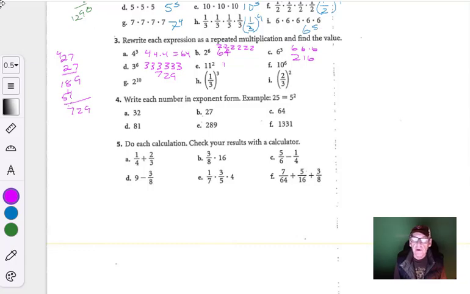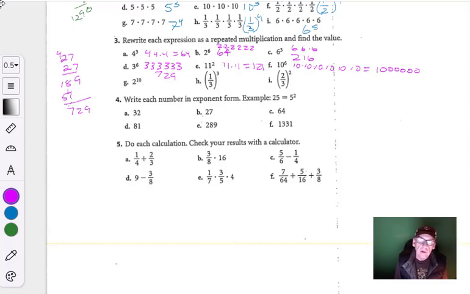Now for 11 squared, get 11 times 11, which is 121. For 10 to the 6th, you get 1, 10, 2 10s, 3 10s, 4 10s, 5 10s, 6 10s all multiplied together. That's going to give us a 1 with 6 zeros, which is going to be 1,000,000.